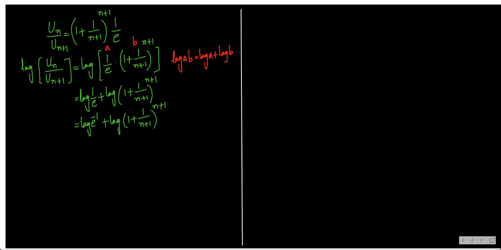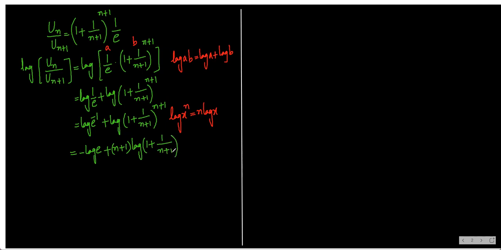Again I want to use the logarithmic basic formula that you know, but still I want to write the formula. Log x to the power of n can be written as n log x. So let us continue. Here the n value is minus 1. So minus log e, and again n log x, here it becomes (n+1) log of (1 + 1/(n+1)).